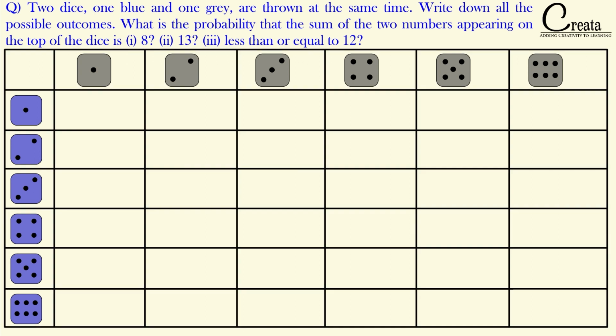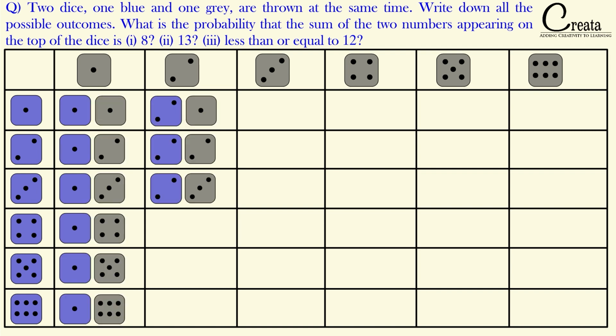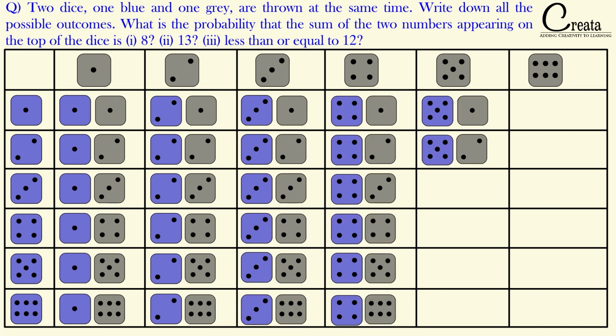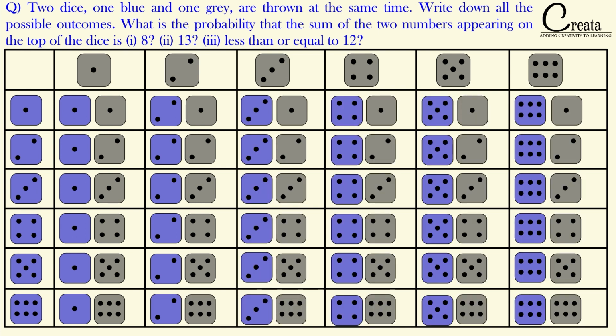First die is blue in color, the second die is gray in color. If we throw the 2 dice simultaneously, we will get various combinations. These are the combinations that we can get. The first one is the blue die and the second one is the gray die. We are getting 36 outcomes, 6 into 6. Take some time and try to observe these 36 outcomes.